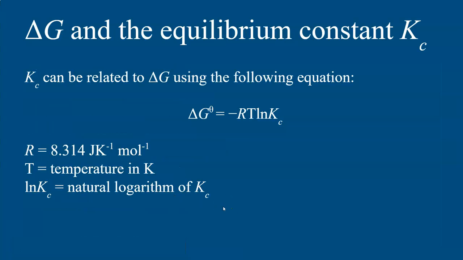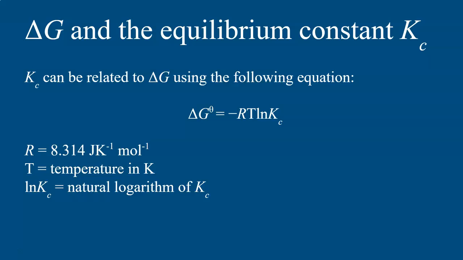Now there's an equation that links delta G and Kc, and you can read that as well as I can. Delta G standard is minus RT natural log of the equilibrium constant. Now the natural log, if you're not a mathematician, you don't need to worry about what it actually is, it's just a button on your calculator. So to convert Kc to natural log of Kc, you simply press the button on your calculator.